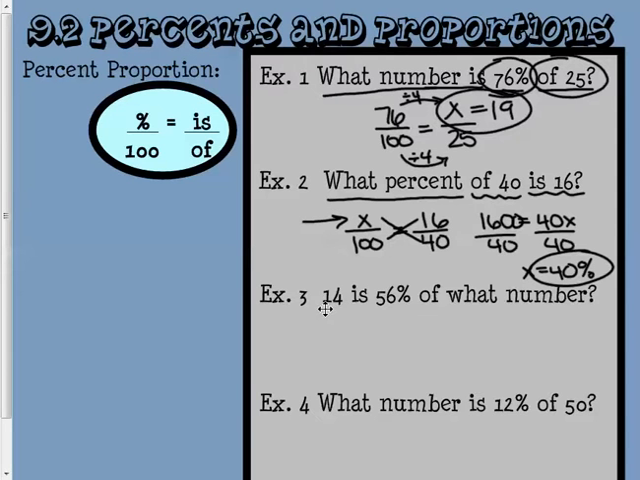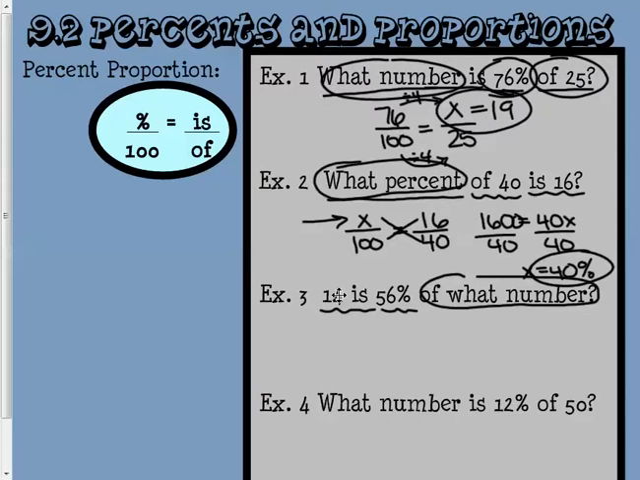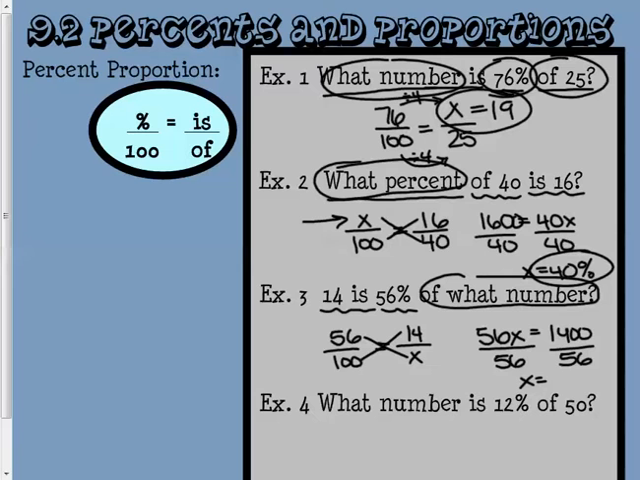In the next one, we know 14 is 56%, but we don't know what number we're looking for. Just like up here, we didn't know the percent. Here, again, we don't know the number. So we have our part. We don't know what the total is, and we know it's 56%. So 56 times x is 56x. 14 times 100 is 1400. Divide by 56, and using my calculator, I get 25. So the total is 25.